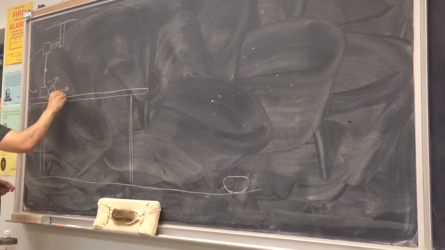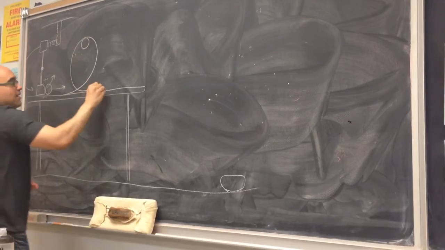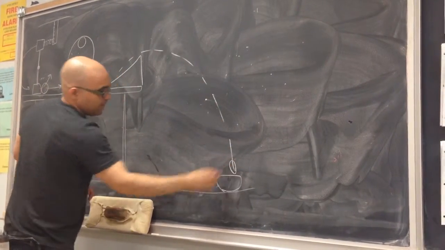The ball goes this way, goes through a loop. There's got a loop in there. Okay? Then it goes up a ramp. Then it goes into projectile motion.